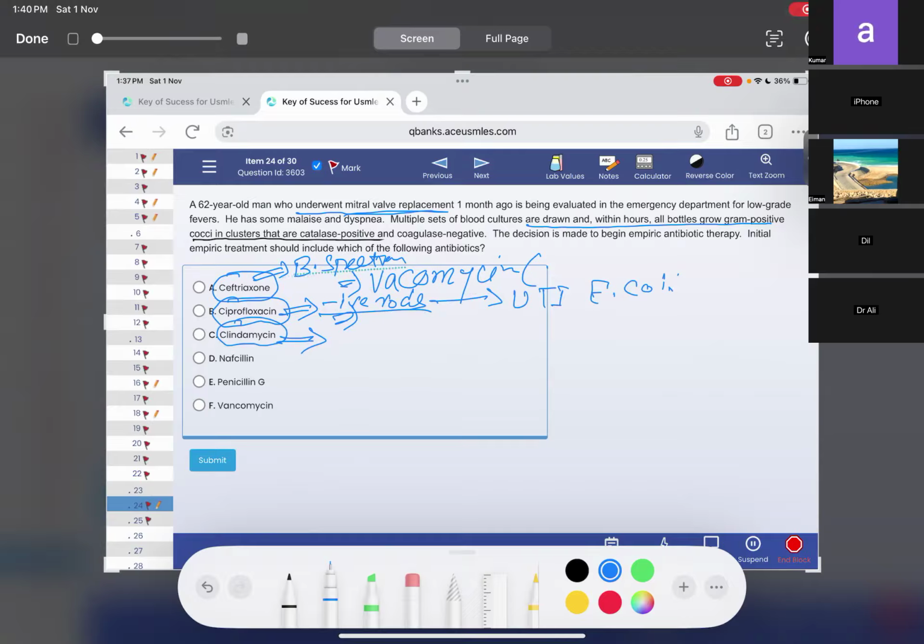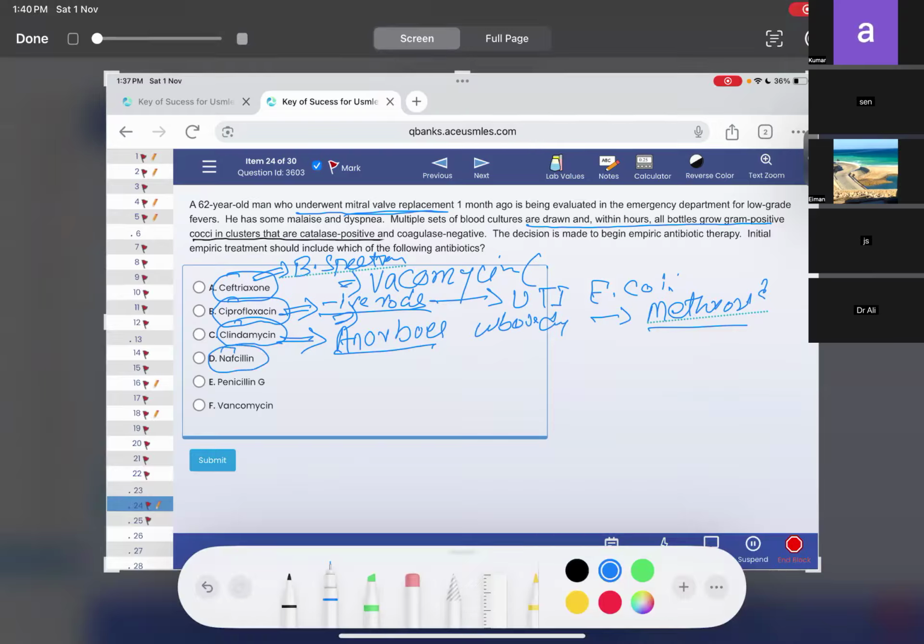And clindamycin can be used for anaerobes above the diaphragm. Below the diaphragm, metronidazole. Below the diaphragm, anaerobes can be treated with metronidazole, and above the diaphragm can be treated with clindamycin.